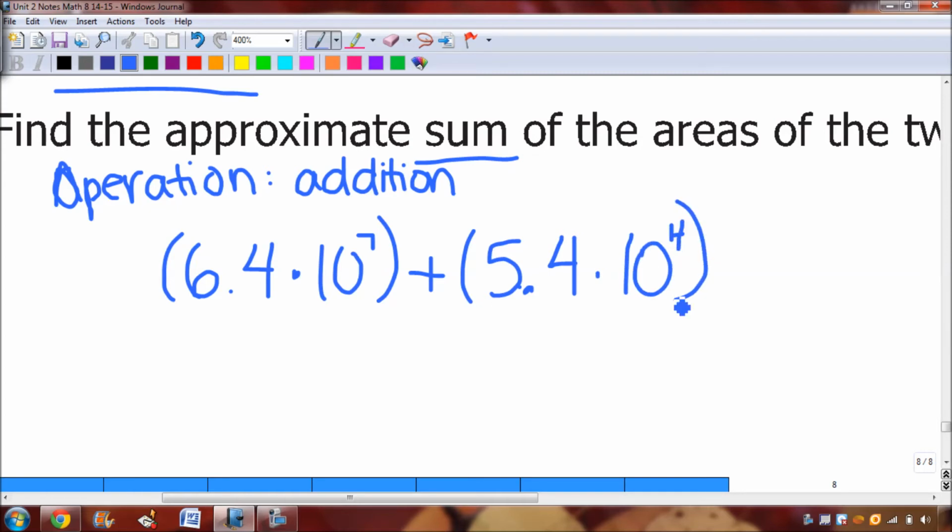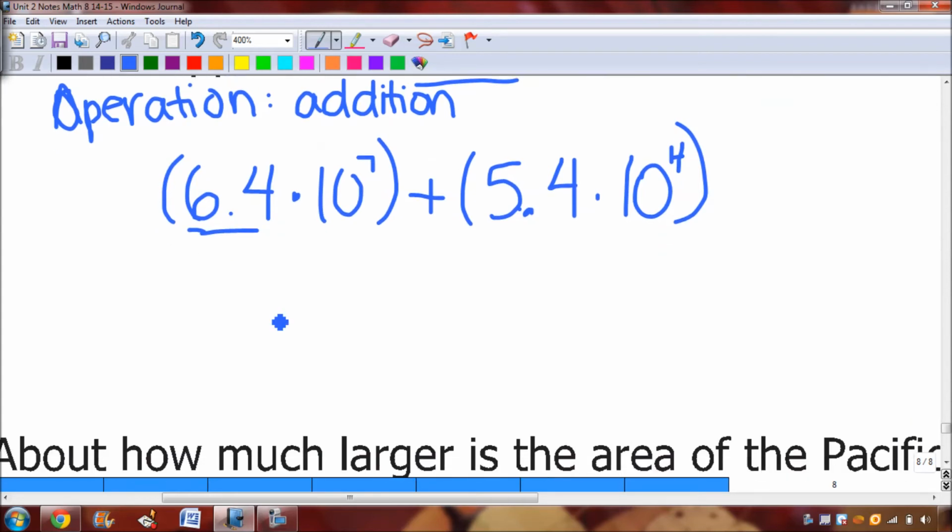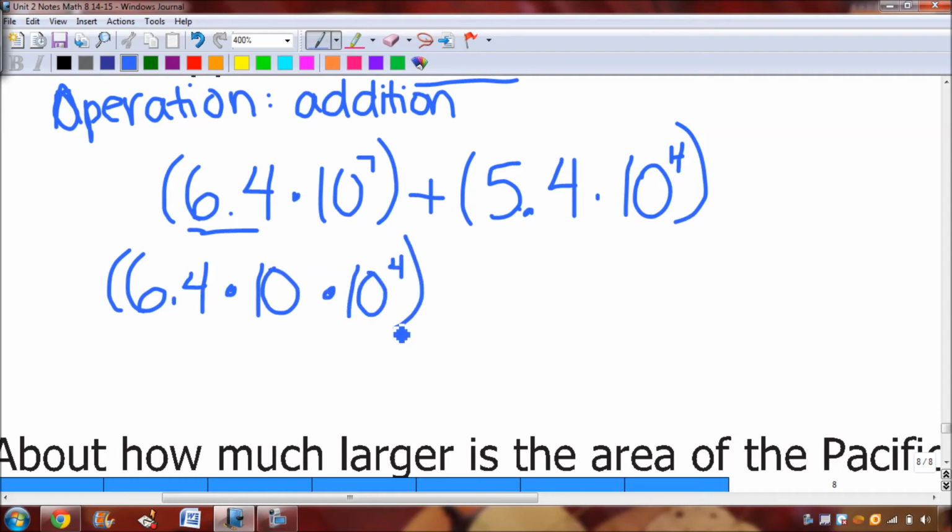Well, in order to figure this out, I need to have my exponents to be the same because this is addition. So I can choose to either make them both 7s or make them both 4s. I'm going to make them both 4s. So that means that I have to adjust this number right here. So in order to adjust this number right here, I'm going to rewrite it as 6.4 times 10 to some power times 10 to the 4th power because I want it to change into a 4. Well, I need a 3 here in order to get this 7 here. So it's 10 to the 3rd power times 10 to the 4th power. I haven't changed my number at all. I'm just rewriting it in a different format, okay? And then I'm going to add 5.4 times 10 to the 4th power, okay?